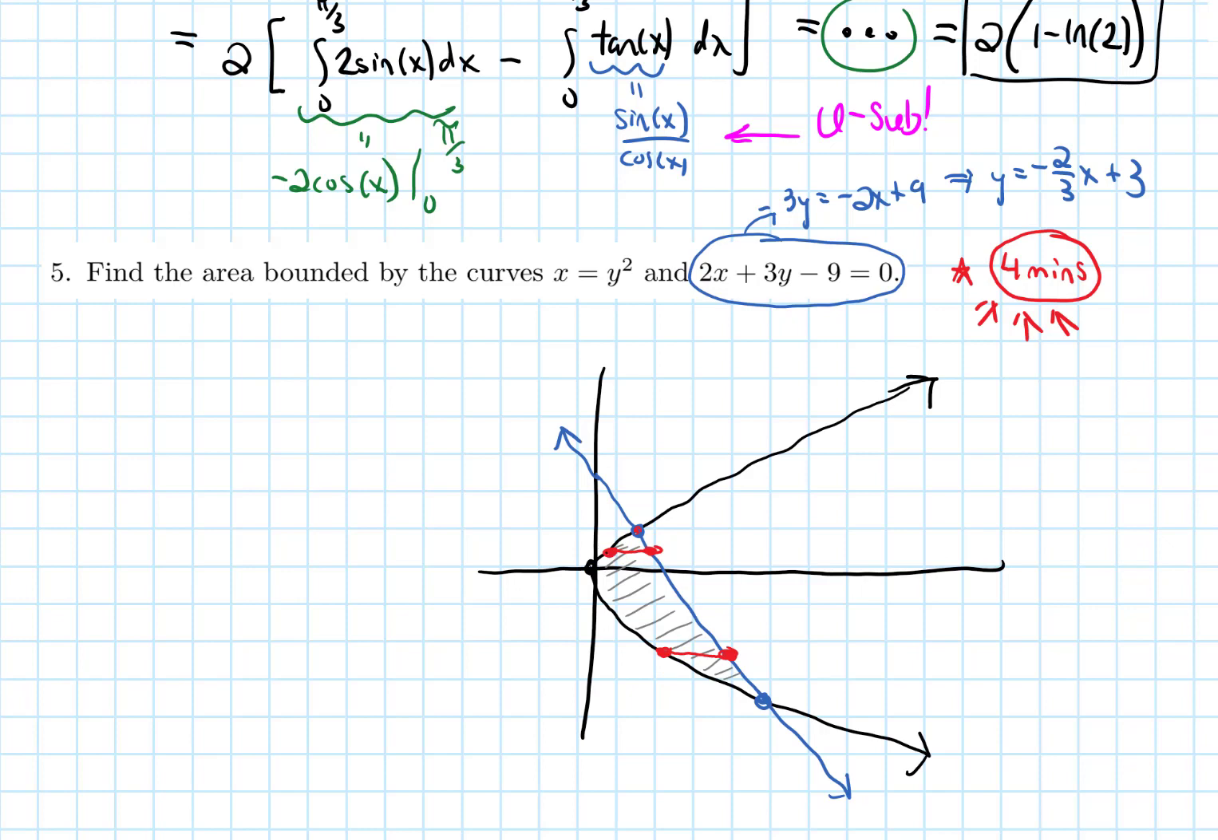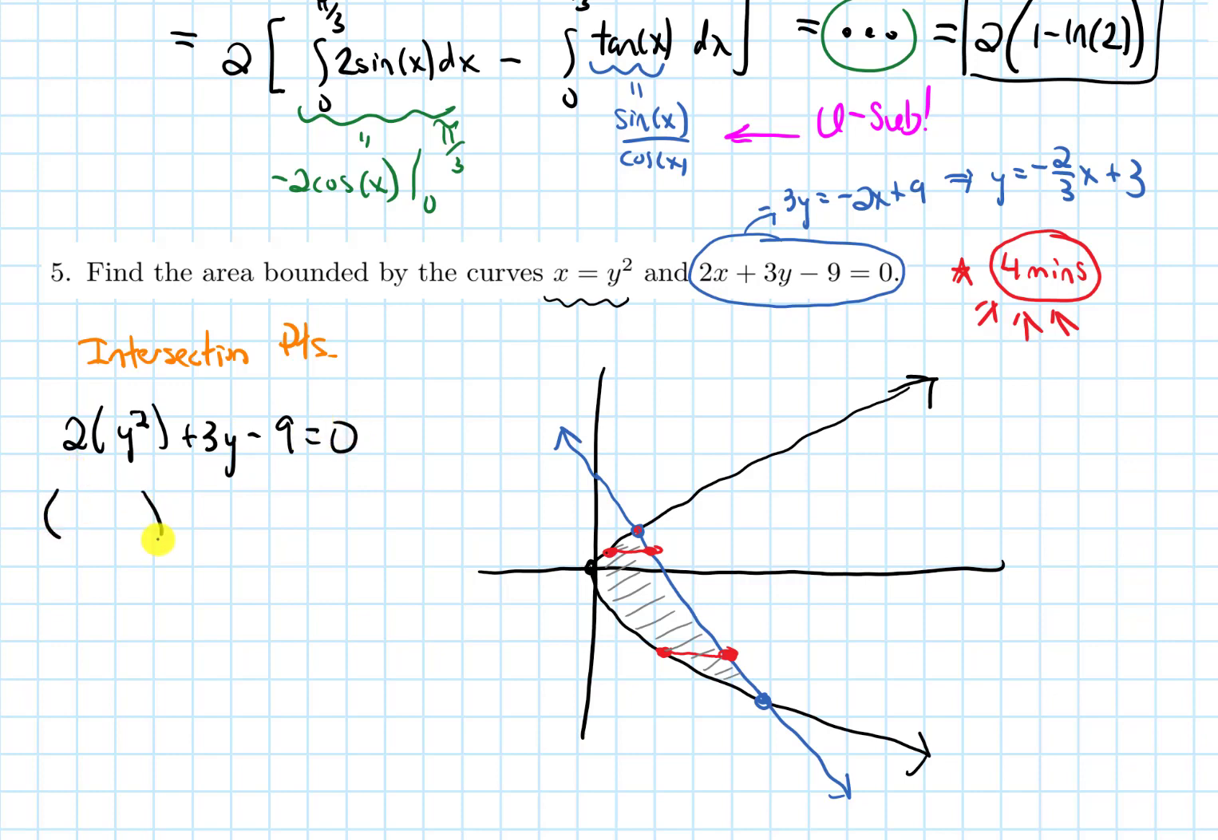All right, so before I get there, let's find those intersection points, because those are going to tell me my limits of integration. So for this one, because I know x equals y squared for one of my equations, I'm going to plug this in for the x in the other equation. So instead of writing 2 times x, I'm going to plug in the y squared for the x. It's 2y squared plus 3y minus 9 equals 0.